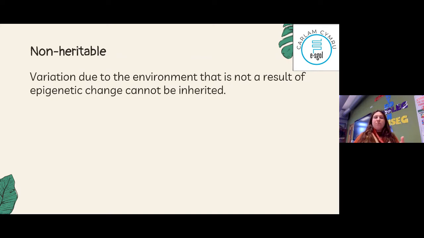Okay, so preferences for certain types of food. Okay, that can be due to the environment, but it's not going to be passed down. It's not going to be inherited.